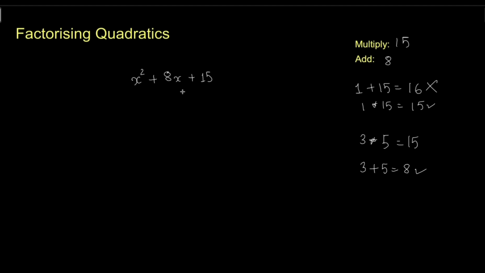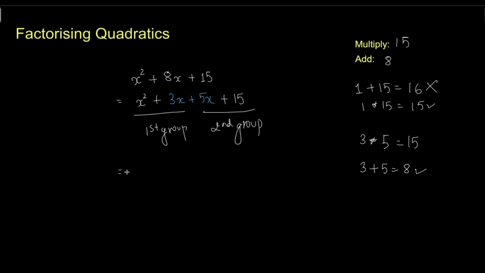Now we split the middle term into two parts. This could be written as x squared plus 3x plus 5x plus 15. Now we split the expression into two different groups. First group, second group. From the first group, we can take x as common. What is left here? x plus 3. From the second group, we can take plus 5 common here. And what is left? x plus 3.